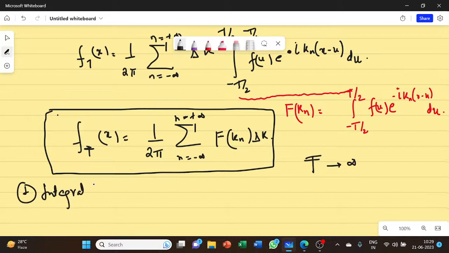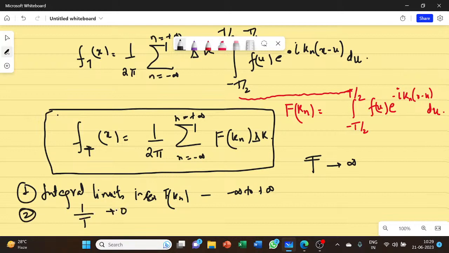That is the integral limits in F(k_n) would go from minus infinity to plus infinity. This is one thing that is quite sure. Second thing is quite clear, that 1 upon T will tend towards 0. And another thing is clear, that the difference delta k, which was represented by 2π upon T, will also go towards 0. So instead of delta k, you can also replace this as dk, and all those things that we are going to do. Is that clear till now?